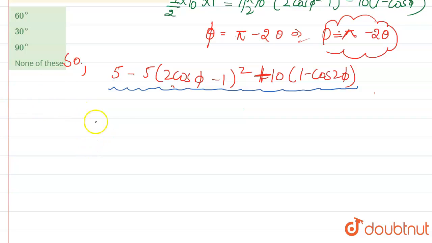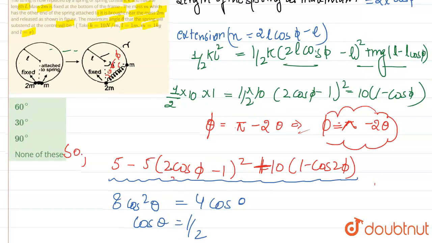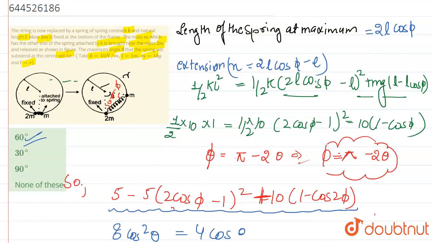You will get 8 cos square theta is equal to 4 cos theta. Clear? So cos theta is equal to 1 by 2. So theta comes out to be 60 degrees. So here the correct option is option A. I hope you will get your answer. Thank you.